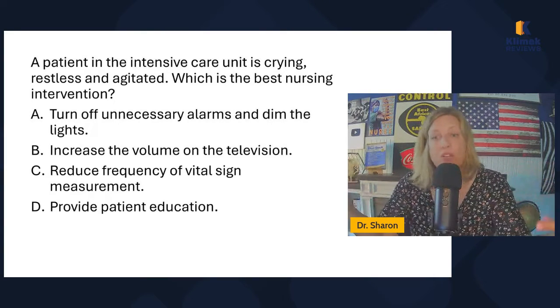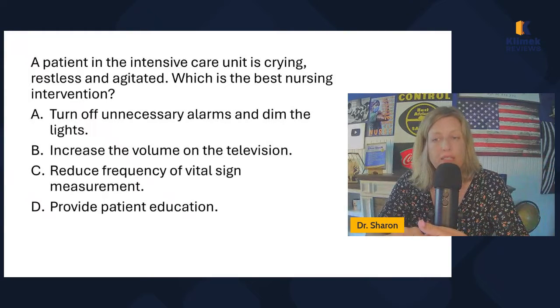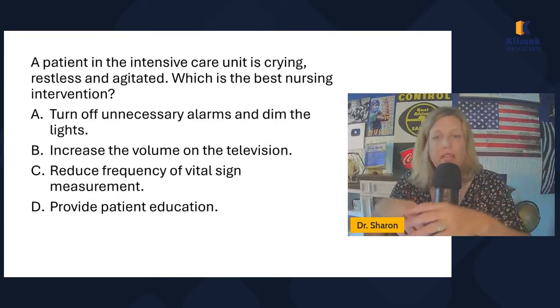So I want to try to reduce their restlessness and their agitation and their crying. Would it be better to turn off unnecessary alarms and dim the lights, or to reduce the frequency of vital sign measurement? Both of those things reduce stimulation.